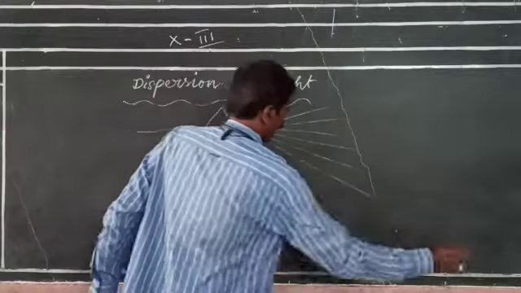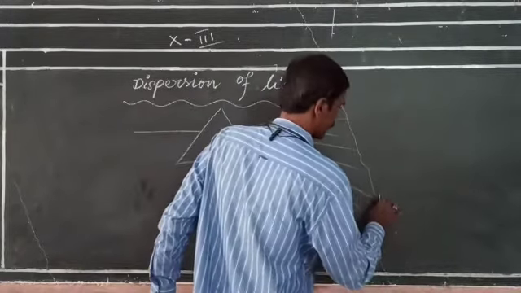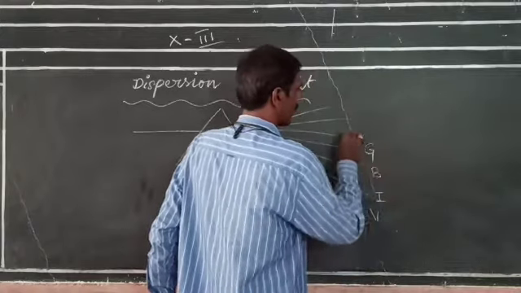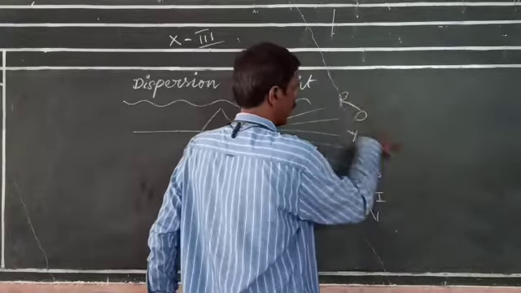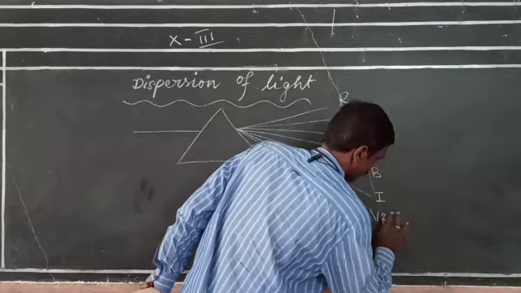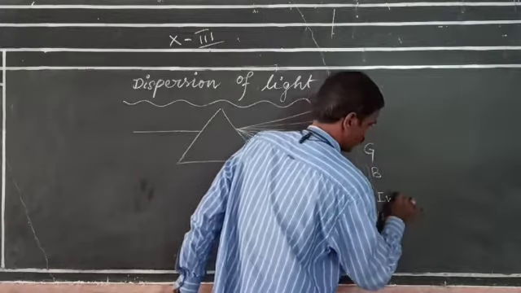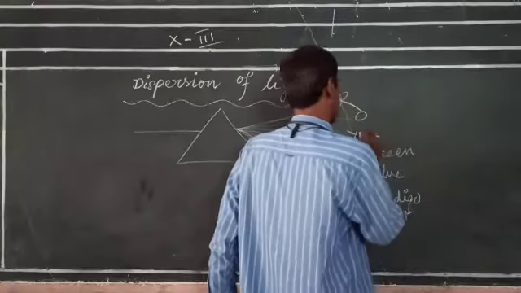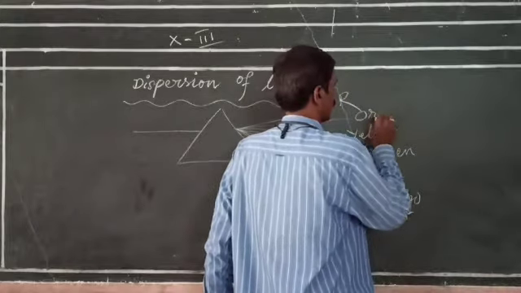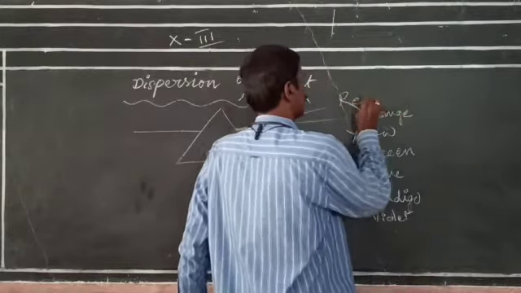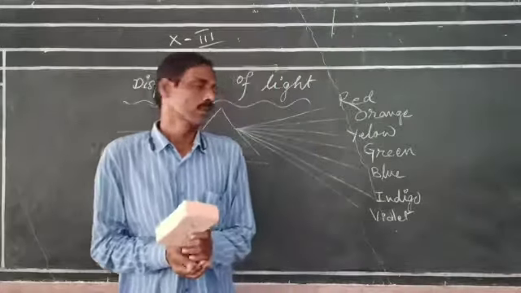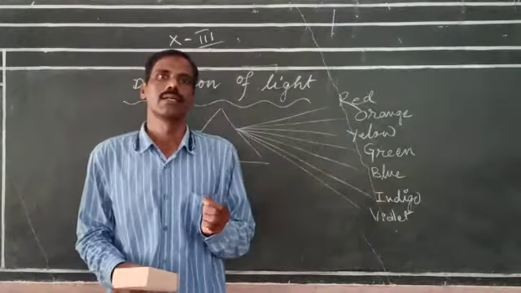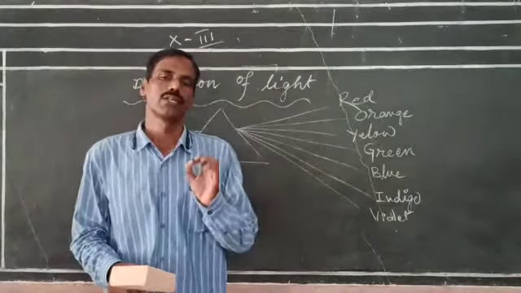Those colors are violet, indigo, blue, green, yellow, orange and red. VIBGYOR. So the splitting of white light into different colors is defined as the dispersion of light.